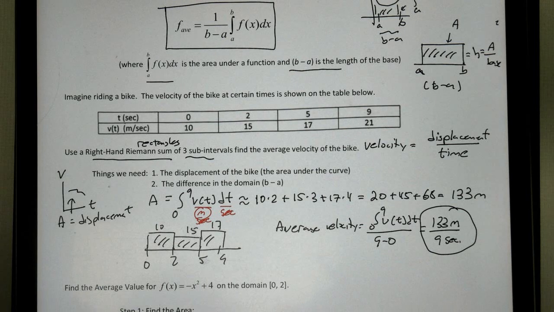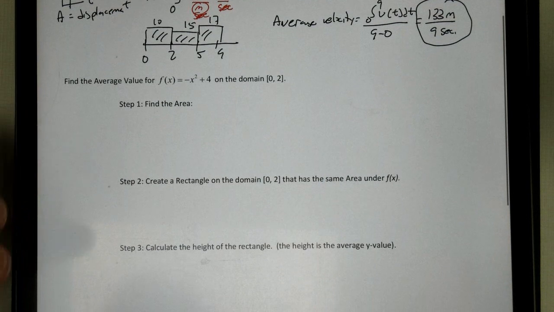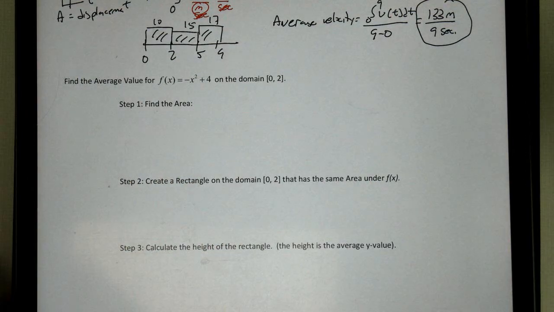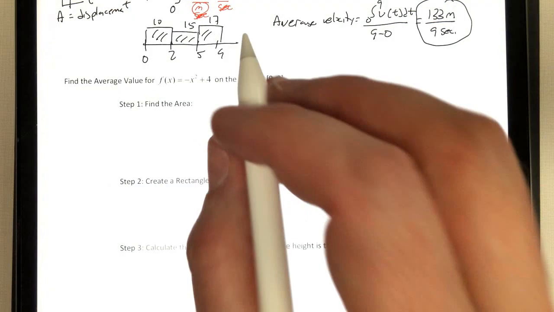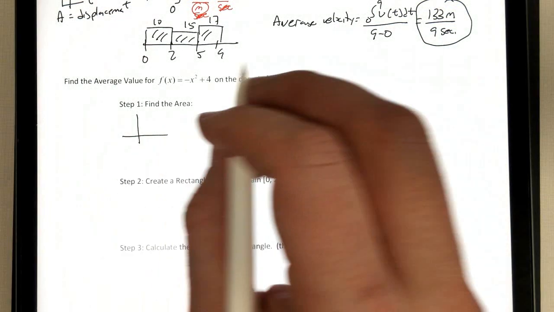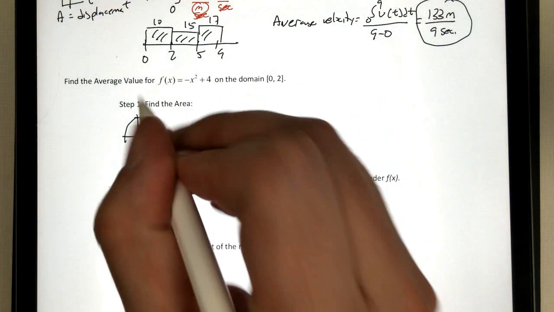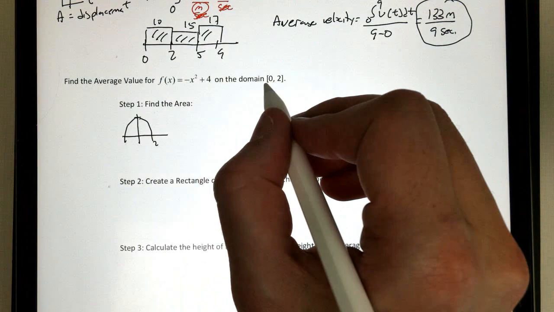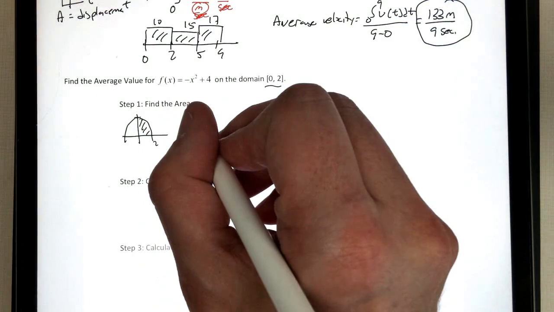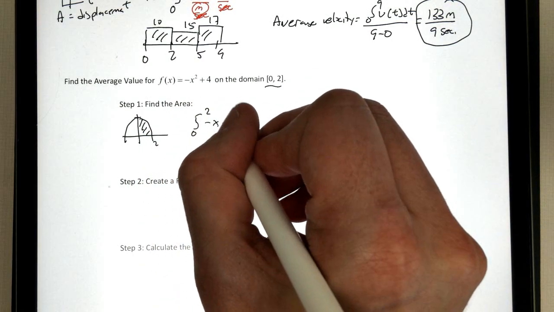So let's talk about average value and, again, talk a little bit more about where it comes from. We want to find the average value under this parabola on the domain 0 to 2. Step 1, we find the area. If I were to graph this function right here, it'll look something like this. We want to find the area from 0 to 2. I can do that. That's what my integral does for me, from 0 to 2, negative x plus 4.